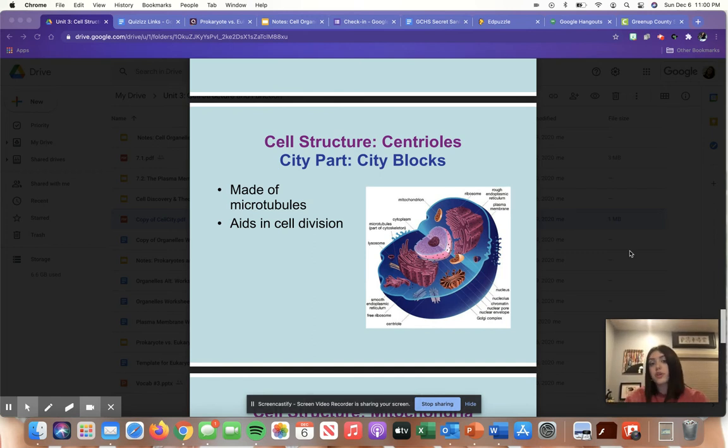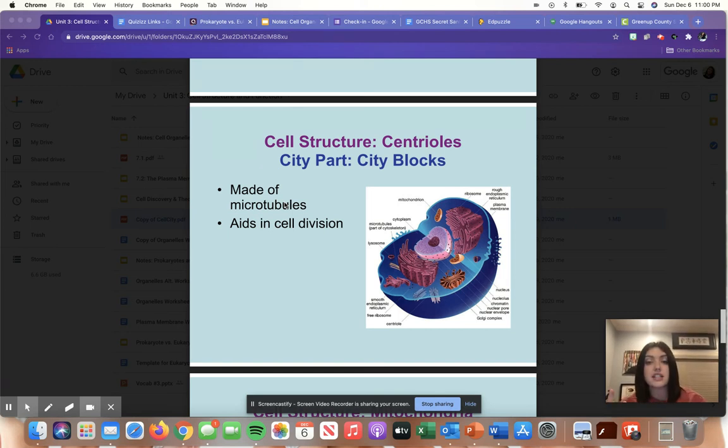So now the centrioles, these are made of microtubules. Now remember, when we talked earlier about the cytoskeleton, we pointed out the microtubules here, right? The microtubules are part of the cytoskeleton. Well, centrioles are made up of those microtubules. So these are similar to what the cytoskeleton was.